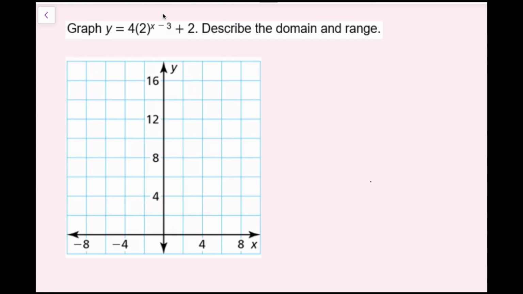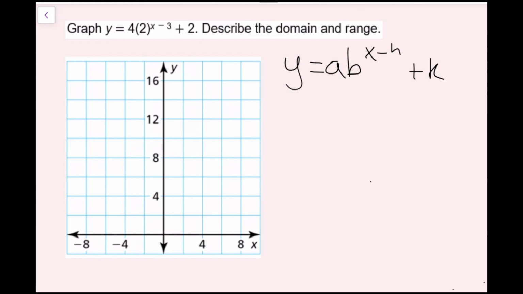Graph y equals 4 times 2 to the power of (x minus 3), all plus 2. Describe the domain and range. Okay, well, I'm going to write this in the form of y equals a times b to the power of (x minus h) plus k. This might look familiar. This looks like absolute value functions that we have graphed, okay, where h and k represent a translation here. Okay, h would be our horizontal translation, and k would be our vertical translation. And it works the same way for exponential functions here.